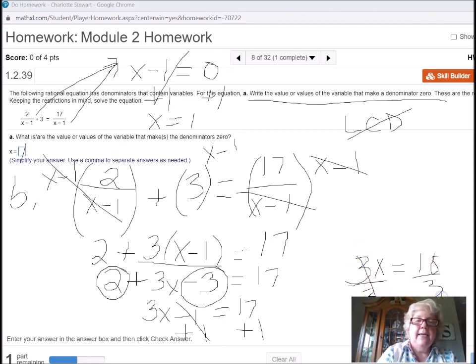That will be my second answer, which is the solution to this equation. So the part B answer is 6. If you ever have the same answer for part B that you get for part A, then you will put no solution.